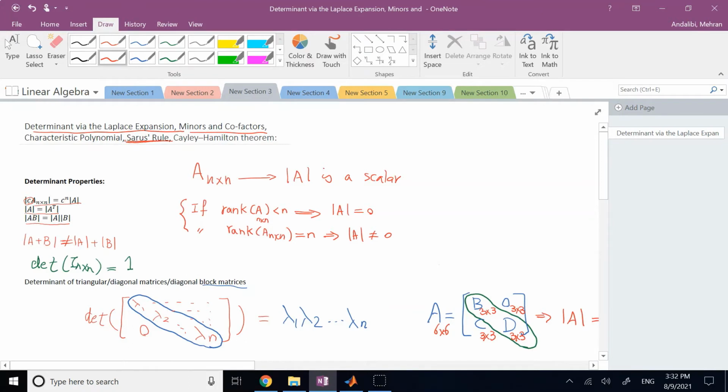What do we mean? By the way, here I'm thinking more of the characteristic polynomial. I can say it right here, and the Cayley-Hamilton Theorem.